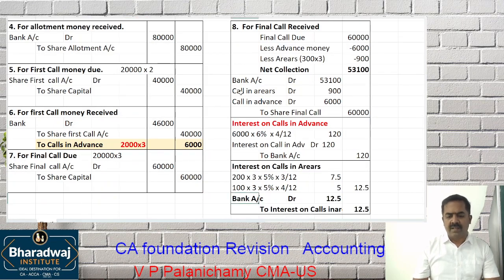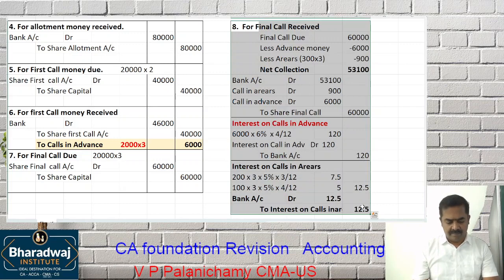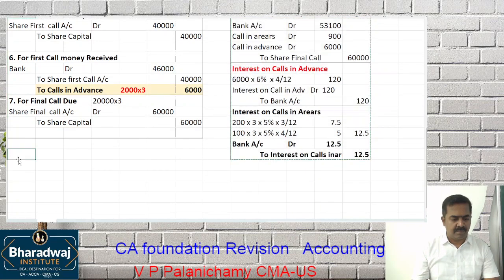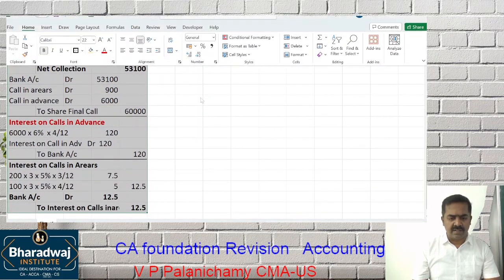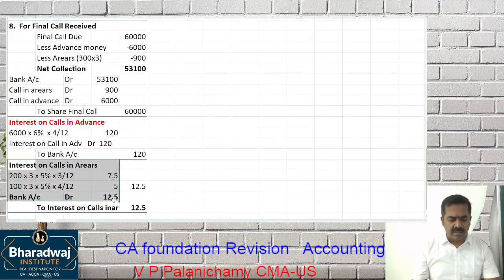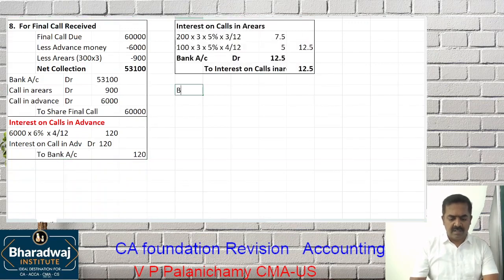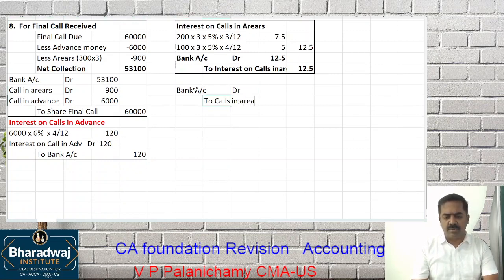We have to pass the entry to collect the calls in arrears. What is the entry for collecting calls in arrears? Bank account debit to calls in arrears. They also pay interest on calls in arrears. Then bank account debit to what? Calls in arrears account. Since it says to ignore dates, we combine them. One is after 3 months, one is after 4 months. How much amount for calls in arrears?